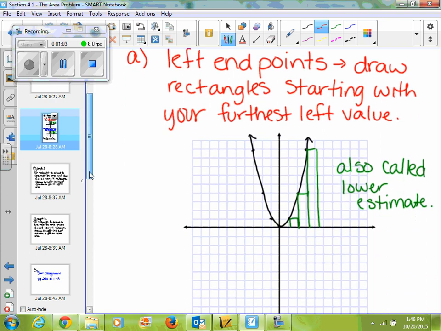Okay, so the first way to find an area under the curve is to use your left endpoints. This is also called using your lower estimates. So if it asks you to find your lower estimates, it's asking you to use your left endpoints, which is where you draw rectangles starting with your furthest left value. It's called your lower estimate because typically if you're using your left values, all of your rectangles are underneath your curve.